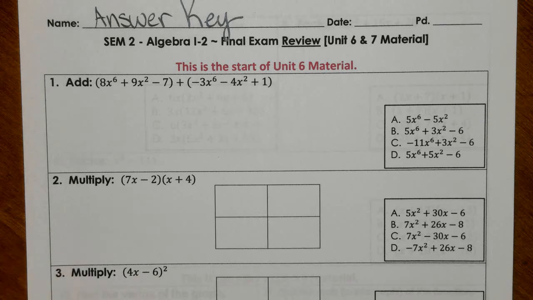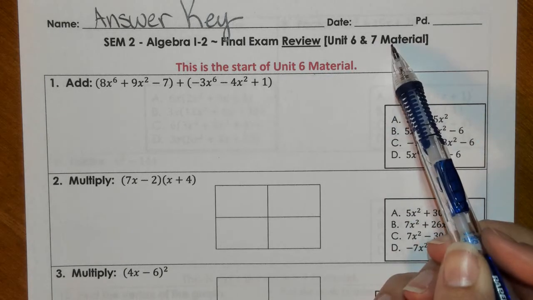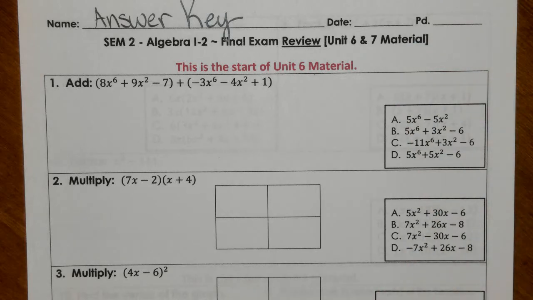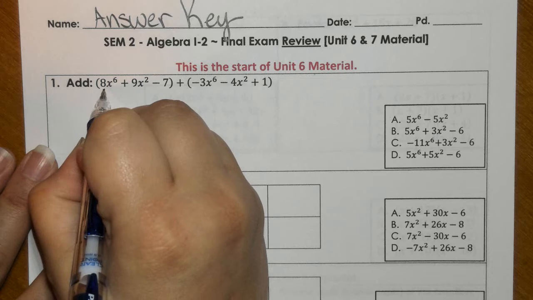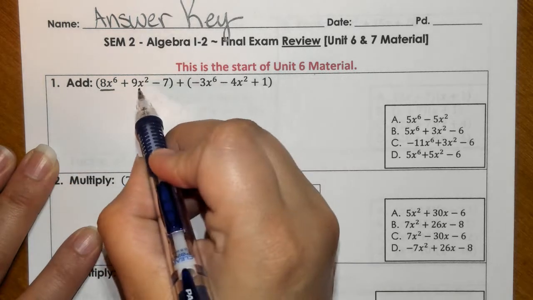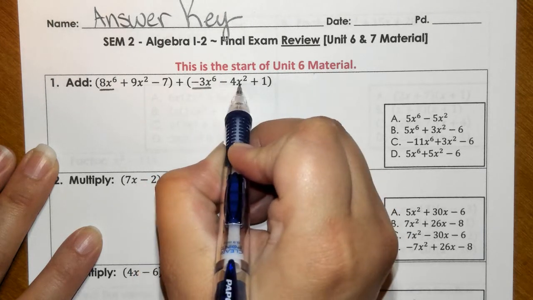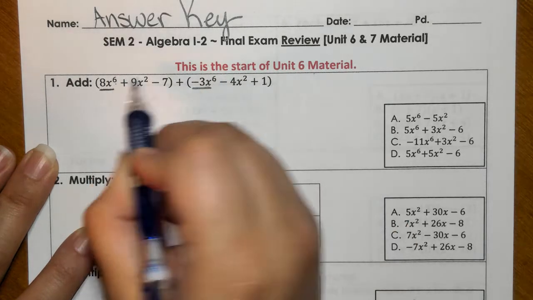For number 1, we're going to add polynomials. So the first half of this just goes over Unit 6, and then we're going to go over Unit 7 in the same document. So for Unit 6, adding polynomials, we're wanting to see, does 8x to the 6th go with any other term? Yes, it would go with this one, because they have matching exponents.